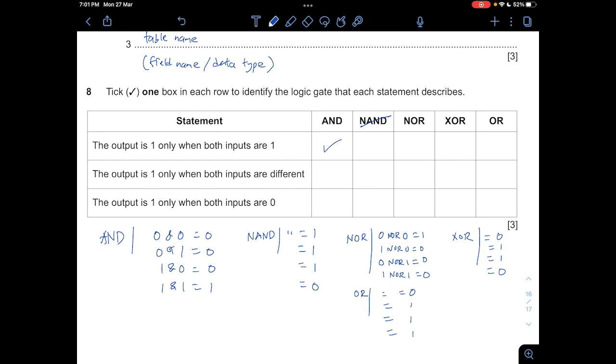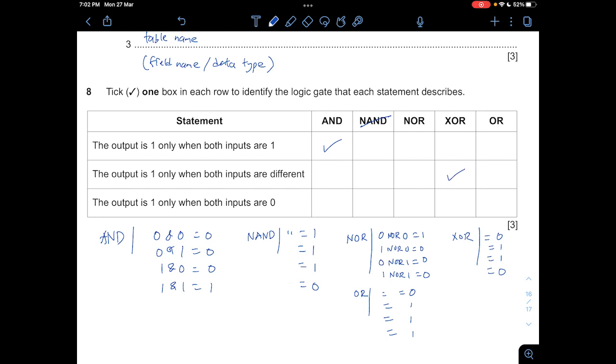And then the output is 1 only when both inputs are different. Alright, so this one would be output is 1 only when both inputs are different. So 0 XOR 0, you get 0. 0 XOR 1, you get 1. 1 XOR 0, you get 1. And then 1 XOR 1, you get 0. So this fulfills the requirements for this statement here. And then you look at the others, for example, like 1 nor 1, you get 0, and then, sorry, 0 nor 0, you get 1. And then here, like 1 or 1, you get 1, not 0. So this cannot be accepted. Same goes for NAND and AND. So this one is your XOR.